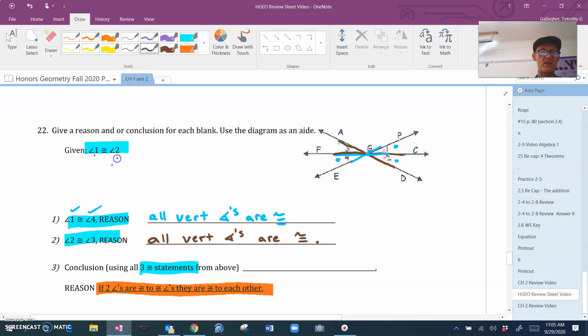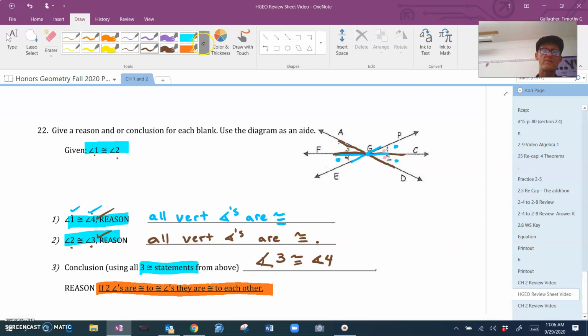So, if angle 1 is congruent to angle 2, and angle 1 is congruent to angle 4, and angle 2 is congruent to angle 3, what can I say about angle 4 and angle 3? You see, angle 4 and angle 3 are congruent to angle 2 and angle 1, but angle 1 and angle 2 are congruent. So if 2 angles are congruent to congruent angles and are congruent to each other, the conclusion would be that angle 3 is congruent to angle 4.